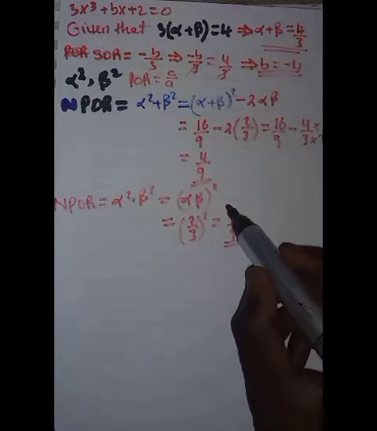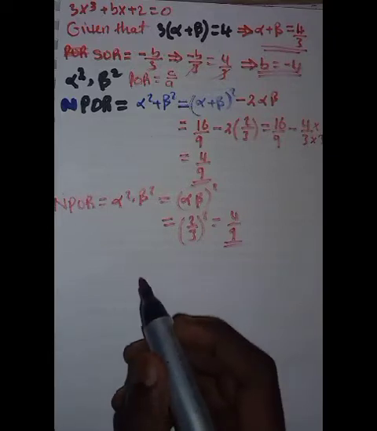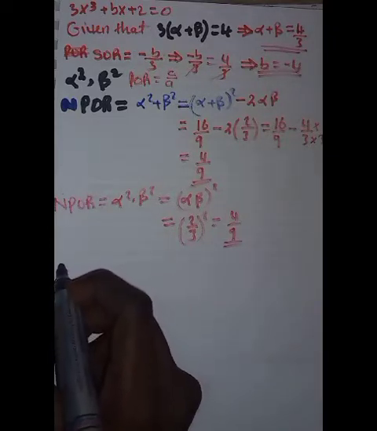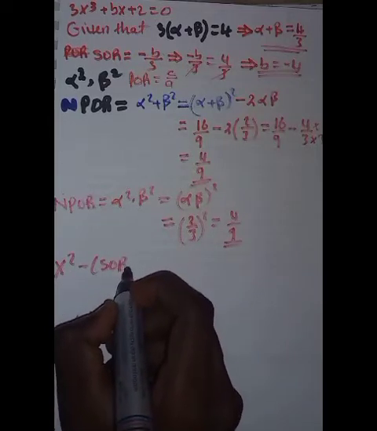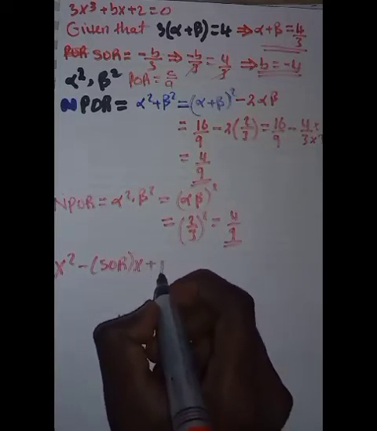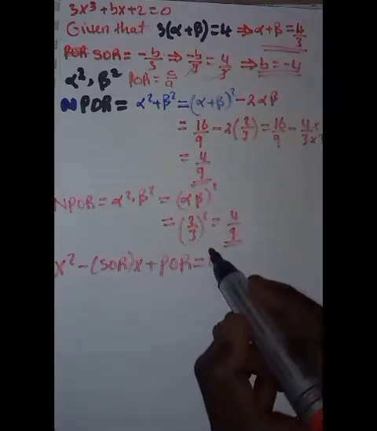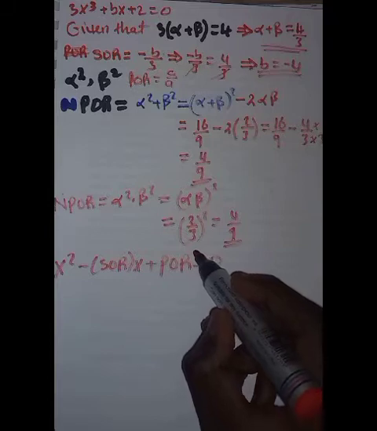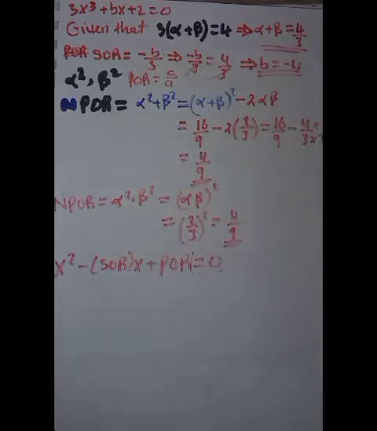So this is our new product of roots, new sum of roots. So we can therefore get the equation by simply saying that the equation is going to be x squared minus the sum of roots x plus the product of roots. That has to give us 0. Keep in mind that if you omit the equal to 0 here, rest assured that you are going to score an accuracy mark of 0.